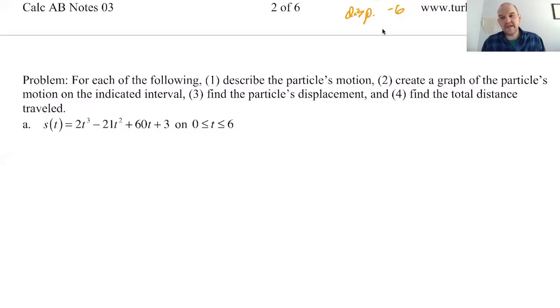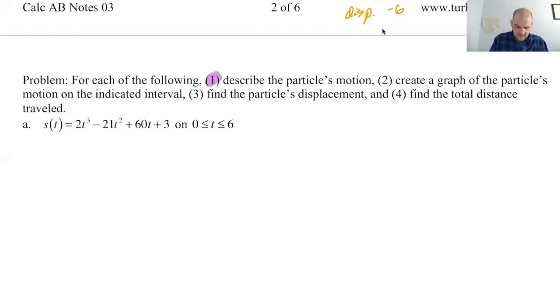All right, we're back. This is page 3 of Calc AB Notes 3. We're talking about connecting motion to derivatives, right? So you have position, the derivative of that is velocity, the derivative of velocity is acceleration. So we want to answer some questions and really make concrete some of the things we talked about in the previous video.